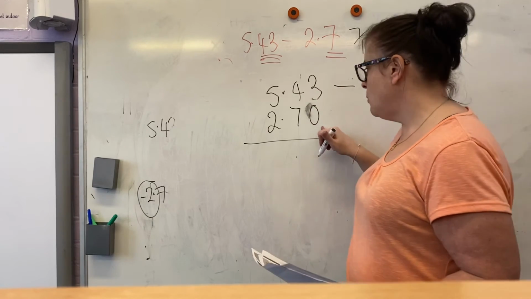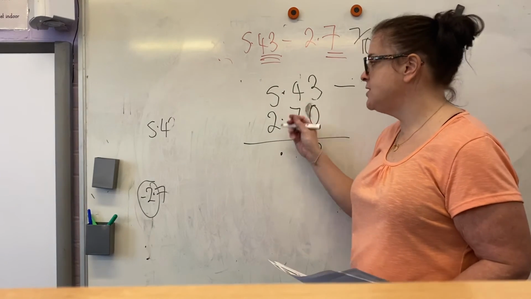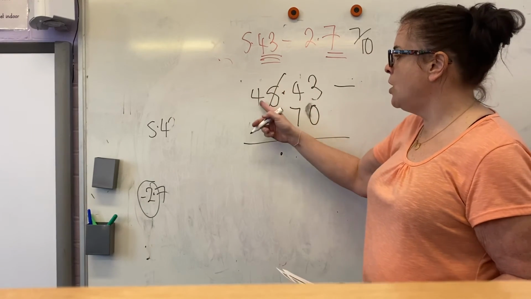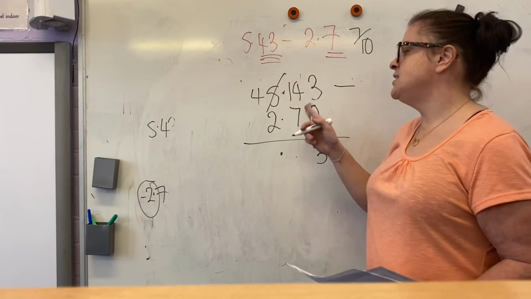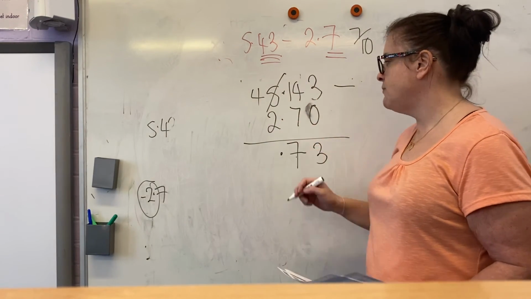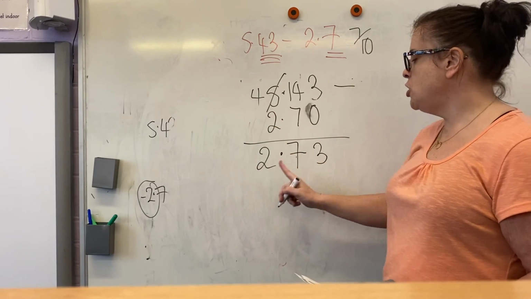3 hundredths, take away no hundredths, leaves us with 3 hundredths. I can't do 4 tenths, take away 7 tenths. So I exchange one of my 1s for 10 tenths. 14 tenths, take away 7 tenths, leaves us with 7. And then 4 1s, take away 2 1s, leaves us with 2.